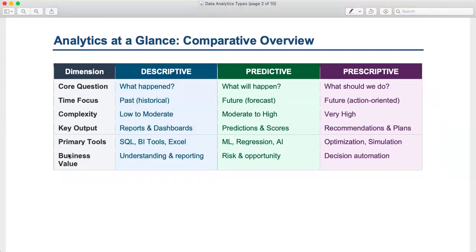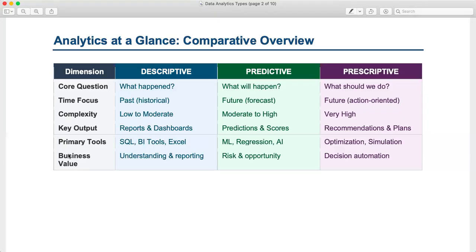If we look at the comparison of the three, the core question we ask, we have already discussed: what happened, what will happen, and what should we do. This is the difference between the three. What happened is obviously coming from past or historical data. What will happen is for the future, and what should we do is also for the future, but it is action oriented.